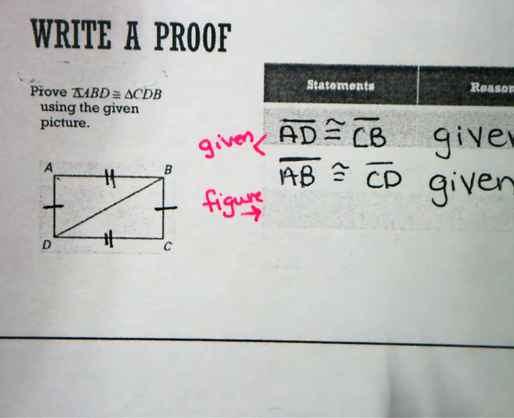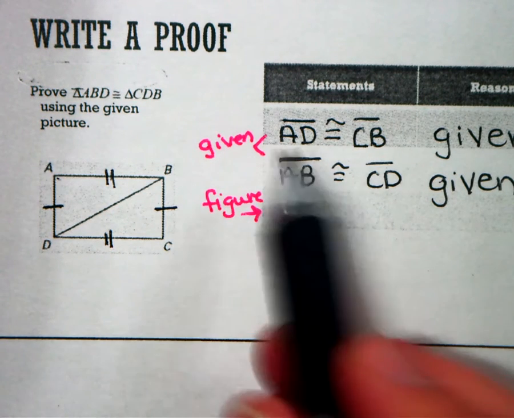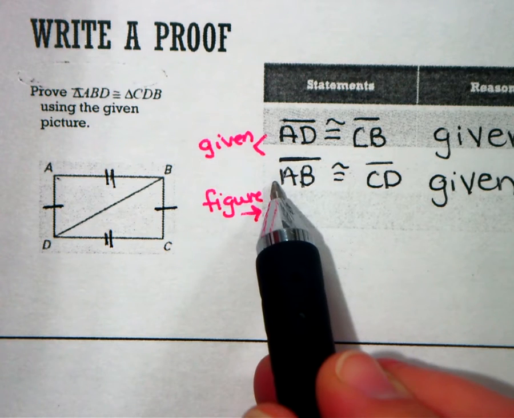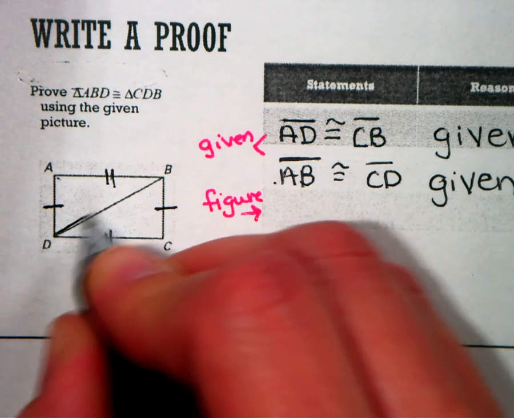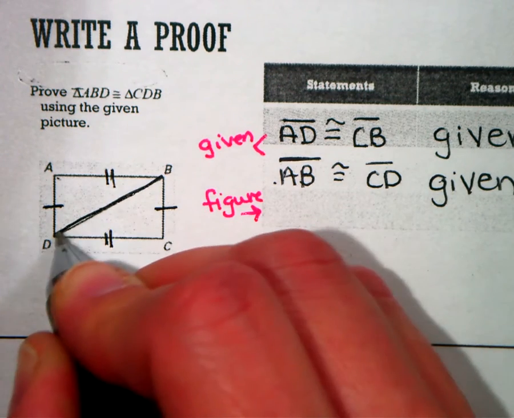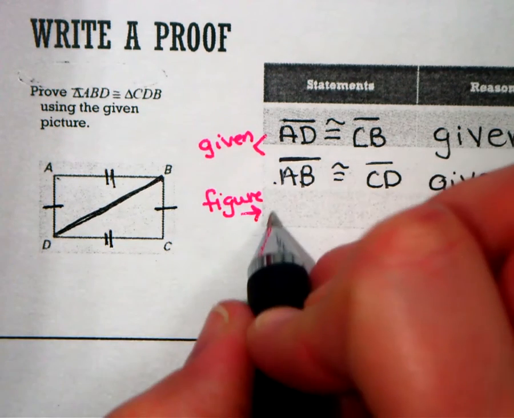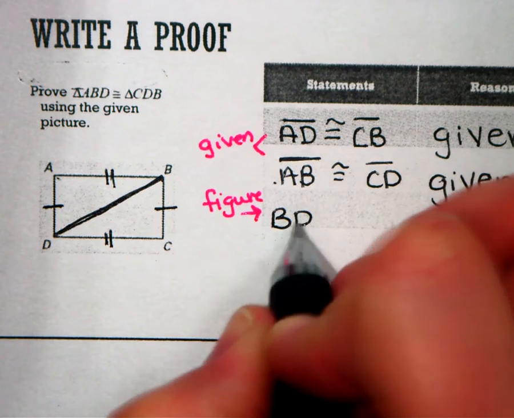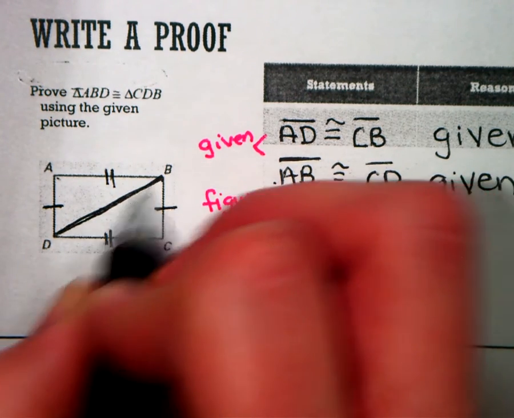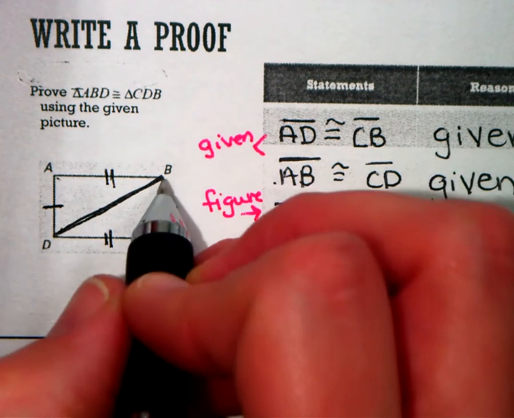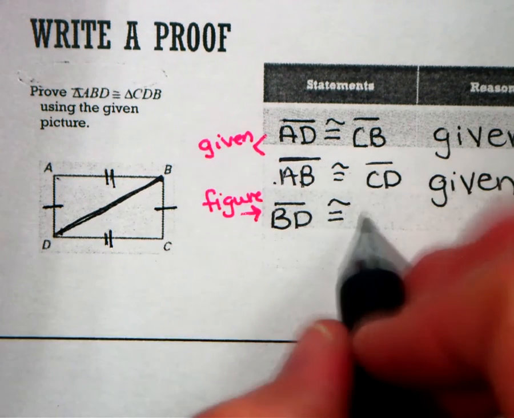So the figure itself is going to give us a piece of information if we need an extra piece of information. So this one we do need a piece because we only have a set of sides and a set of sides. And I need 3 sides to do side, side, side. So my last side is going to be this reflexive side, BD. So my last piece of information, the figure gives me that reflexive piece because I can see that BD is a part of the top triangle and BD is part of the bottom triangle.